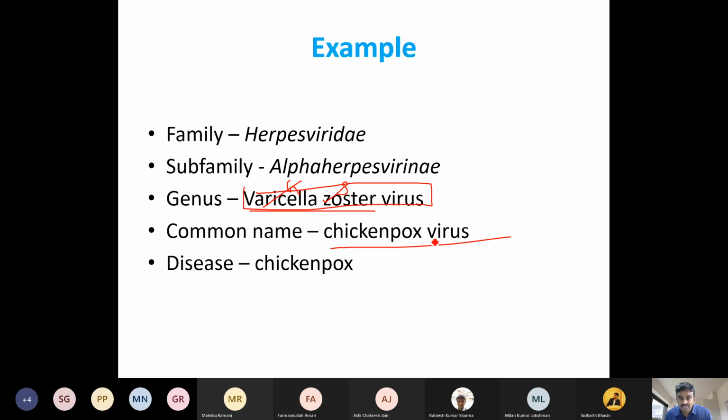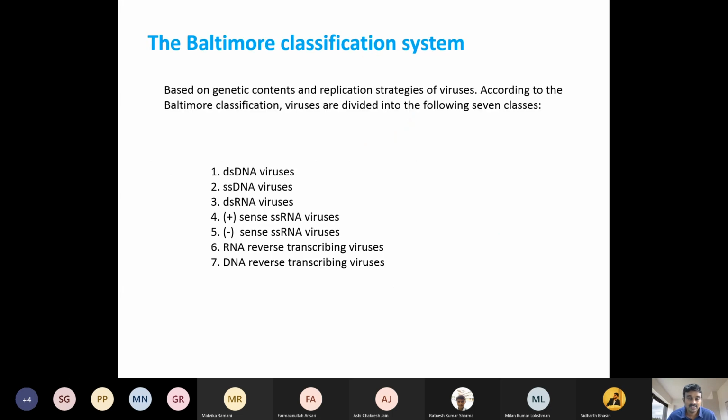It's Varicella zoster virus. And it belongs to the herpes viruses, so it's Herpesviridae. This is the family. There is a subfamily in herpes viruses, Alphaherpesvirinae. This is just an example so that you get it. There are alpha, beta, gamma subfamilies. This one belongs to alpha, and commonly we refer to this as chickenpox virus. Okay.